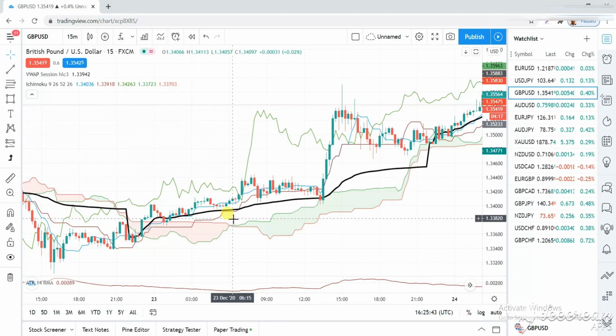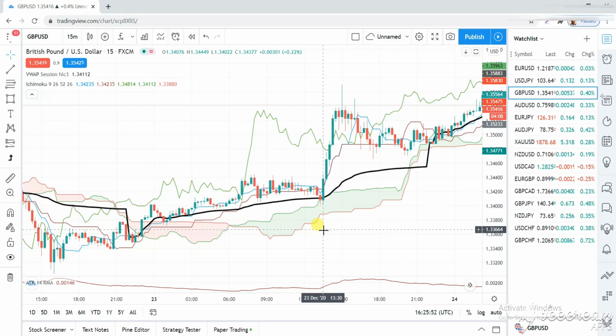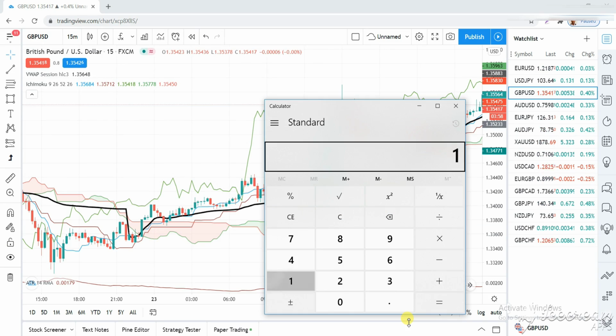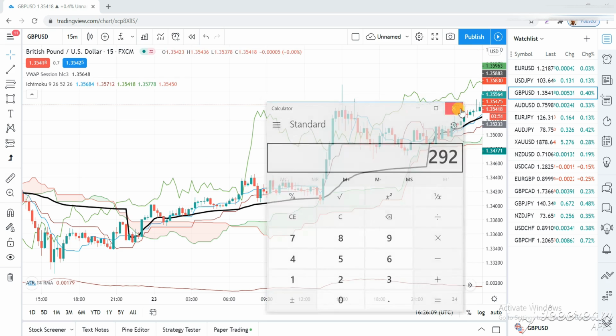So guys, as you always know, I like to use the ATR value for my stops and targets. So at this engulfing candlestick, it is 146. So 146 times 2 is probably going to be 192. Let's check that. 146 times 1.5. Oh, sorry, times 2. 292.